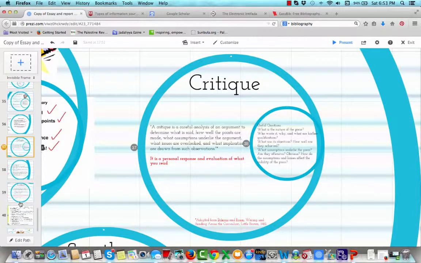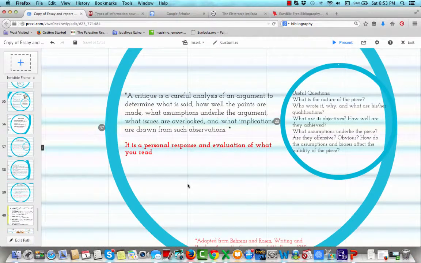A critique. So, writing a critique. Simply, a critique is a careful analysis of an argument to determine what is said, how well the points are made, what assumptions underlie the argument, what issues are overlooked, and what implications are drawn from such observation. Response and evaluation of what you read. That's it. So when you critique a work, it's your personal response to it.